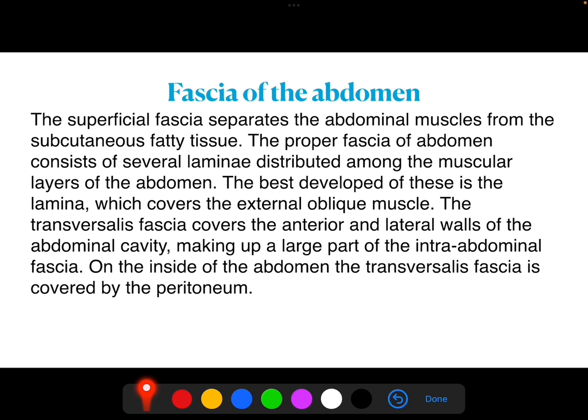Now let's move on to the fascia of the abdomen. The superficial fascia separates the abdominal muscles from the subcutaneous fatty tissue. The proper fascia of the abdomen consists of several laminae distributed among the muscular layers of the abdomen. The best developed of these is the lamina, which covers the external oblique muscle. The transversalis fascia covers the anterior and lateral walls of the abdominal cavity, making up a large part of the intra-abdominal fascia. On the inside of the abdomen, the transversalis fascia is covered by the peritoneum.